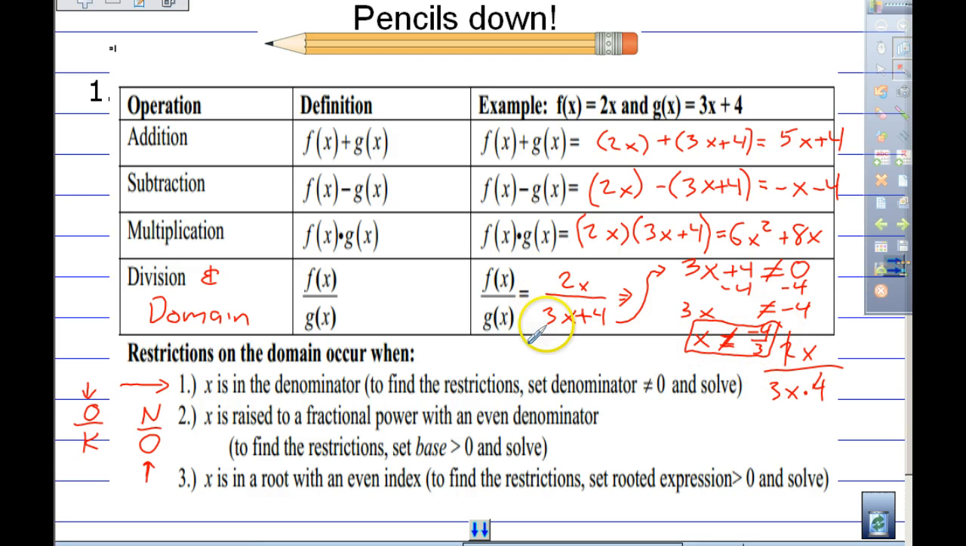If x is negative 4/3 and we plug that in, yeah, the top we would get negative 8/3. That's not a problem. But the bottom, 3 times negative 4/3 would be negative 4. Negative 4 plus 4 would be 0. And that's where the trouble would start. So it could be any other number, just not that one.